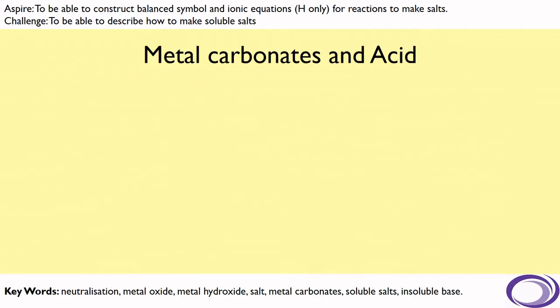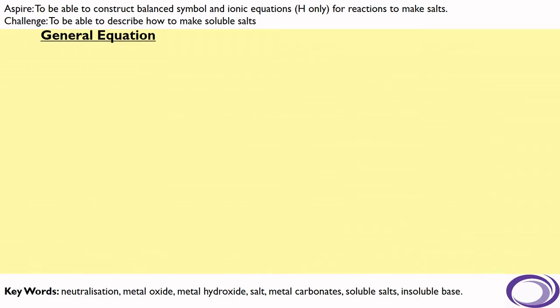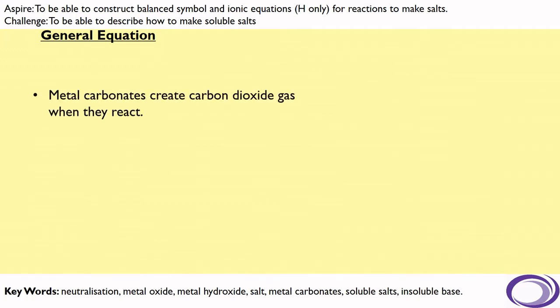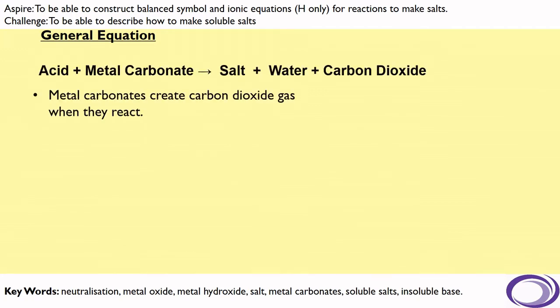Now we're going to look at the reaction of metal carbonates with acid. The general equation for these reactions is acid plus metal carbonate will form salt and water, but this time they also produce carbon dioxide when they react, which means we will see some fizzing.